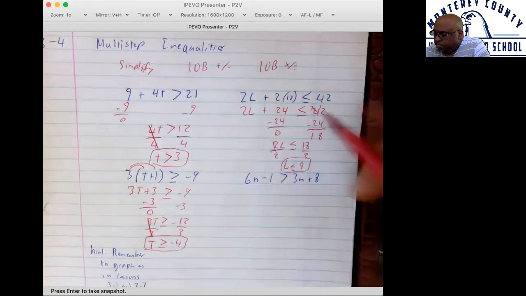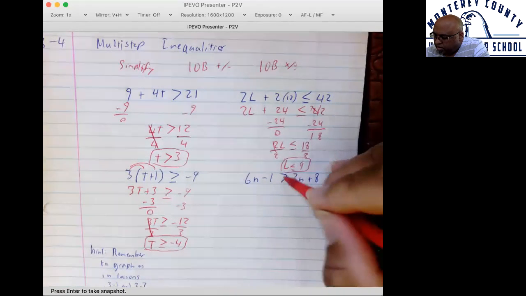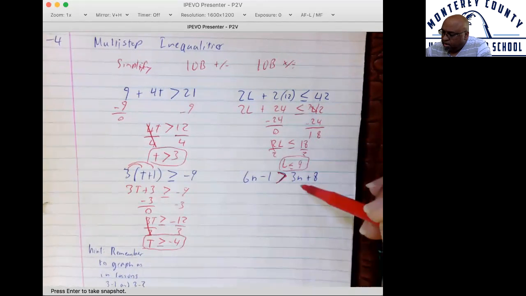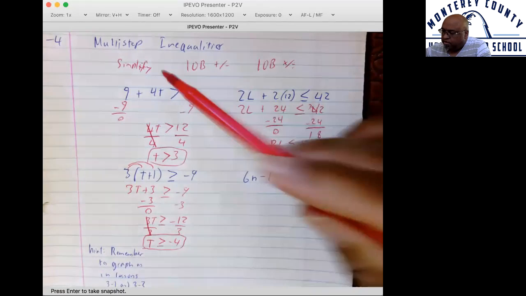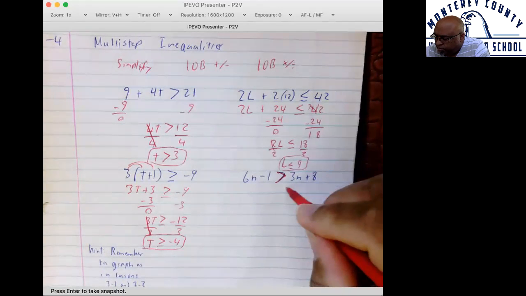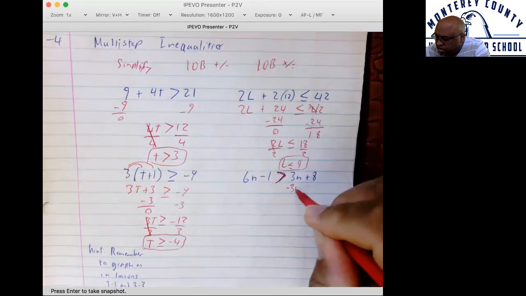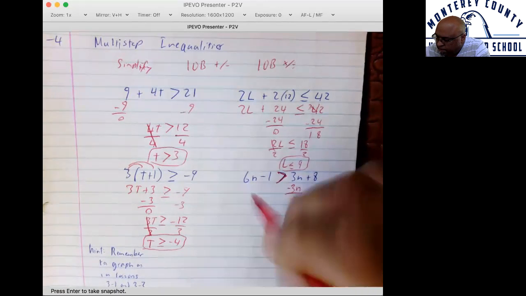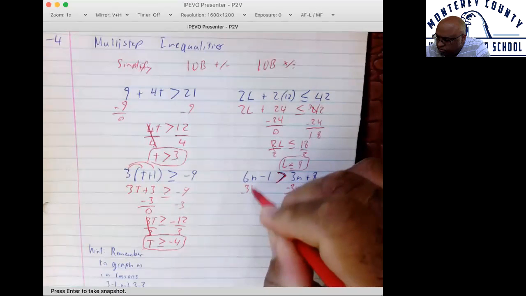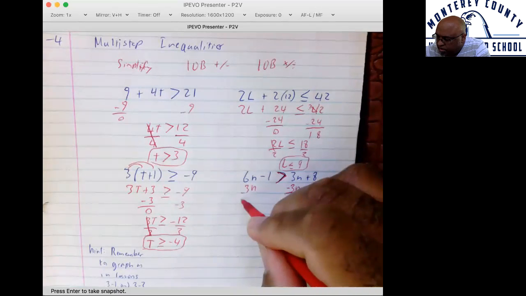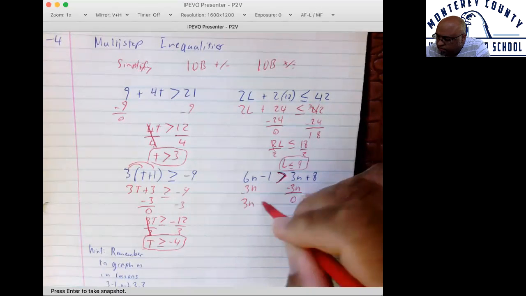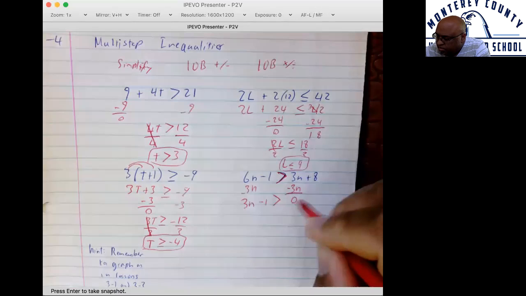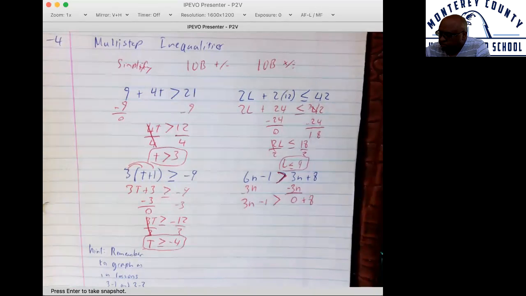Okay, on this problem, I have an inequality here in the middle. I know it looks a little like 7. I apologize. I have variables on both sides. So again, I have to simplify first. So first, before I do anything, I'm going to subtract 3n from both sides of my problem. 6n minus 3n is now 3n minus 1 is greater than 0 plus 8.